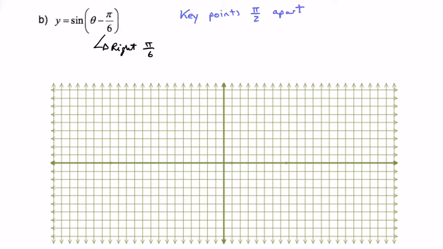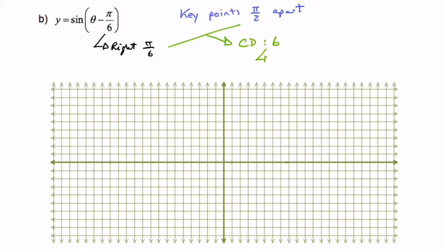This is where we now need to find the common denominator between pi over 6 and pi over 2, which is, with 6 and 2, the common denominator is 6. So that's my scale for the x-axis. So it's every 6 squares is pi.